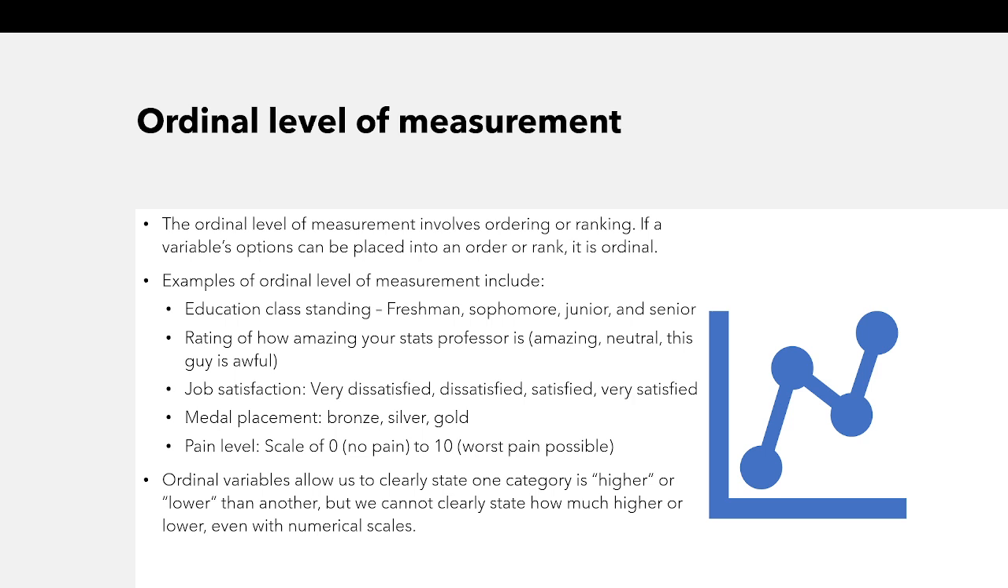Ordinal variables allow us to clearly state one category as being higher or lower than another, but we can't necessarily state how much higher or how much lower, even with numerical scales. So what does this mean?